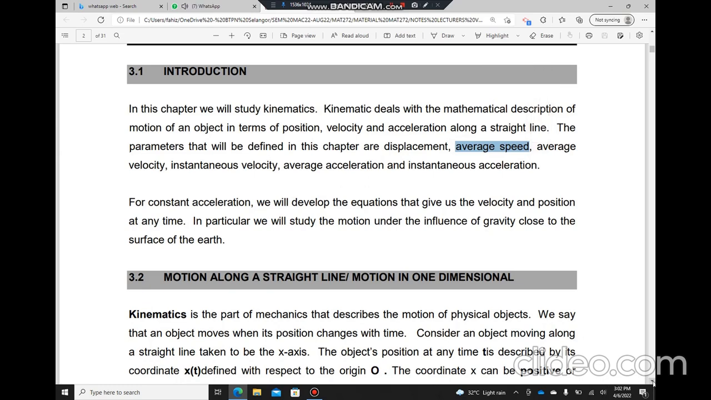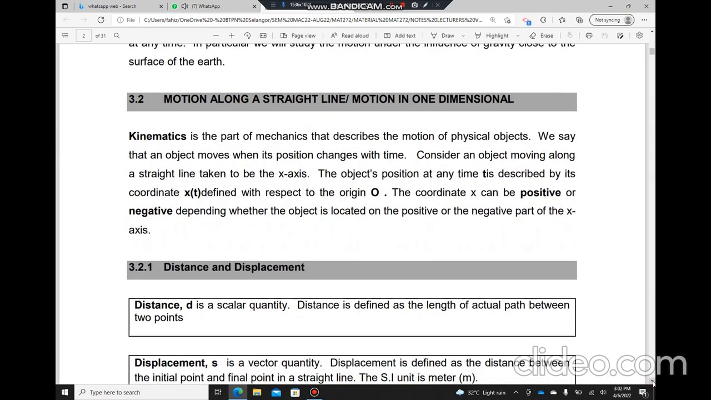Okay, next, motion along a straight line or motion in one dimensional. Okay, so kita nak tengok motion untuk case yang straight line ataupun one dimensional. Kinematics is the part of mechanics that describes the motion of physical objects. We say that an object moves when its position changes with time. So, benda tu dia akan bergerak kalau kedudukan dia berubah mengikut masa.